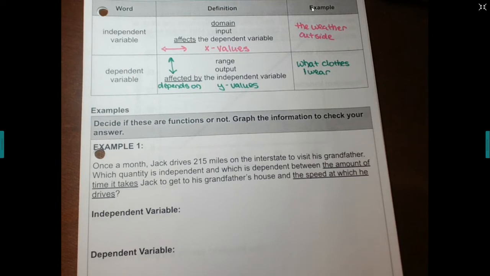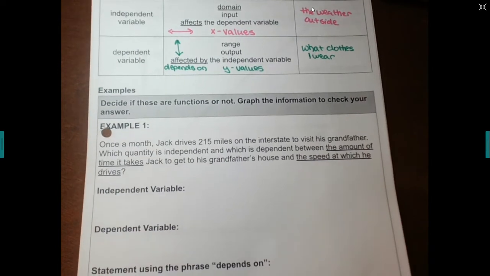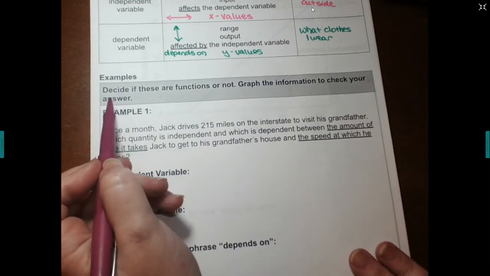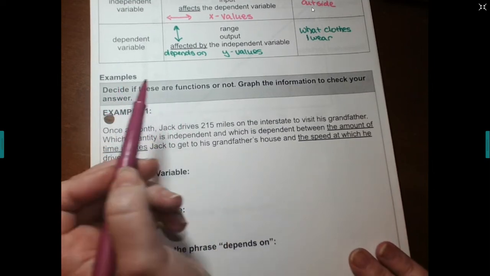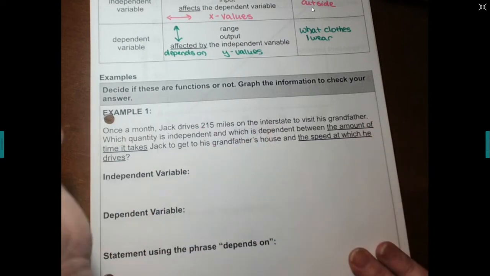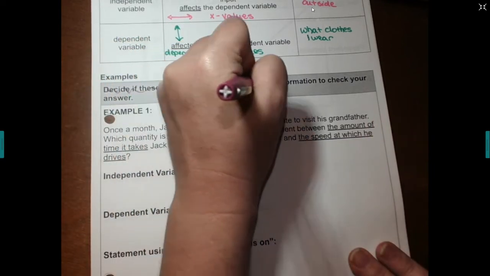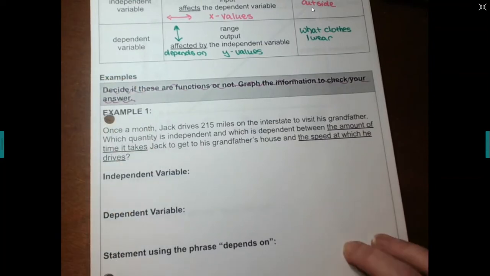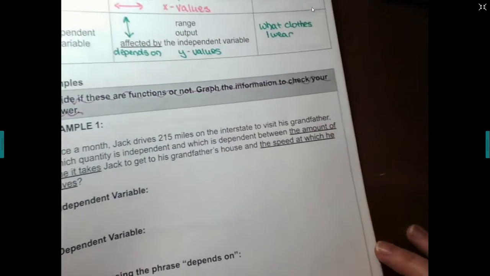So let's look at some examples and kind of think through some stuff here. Like I said, today's a little bit more thinky than it is mathy. So example one, our directions here are to decide if these are functions or not. We're actually not going to graph. I forgot to take this off of there. We're actually just going to talk about the dependent and independent variables here.